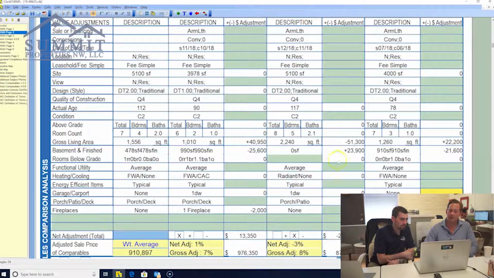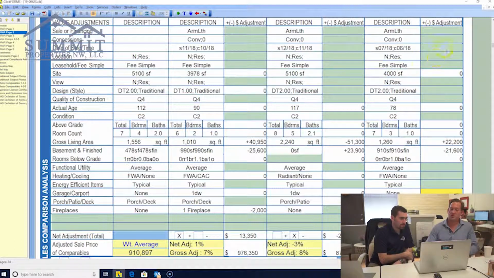So then we've got the site size, and then we make adjustments accordingly for differences. Definitely. These are pretty darn similar comps because you're not seeing much in the way of adjustments. Why is there no adjustment here? Is it not big enough of a difference? Exactly.